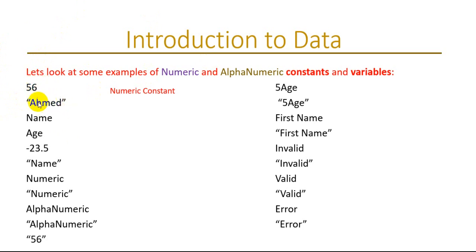Let's look at "Ahmad". Now this is again something I put within double quotes. So when you put something in double quotes, it's an alphanumeric constant. Again, why constant? Because the name Ahmad, even after 2000 years, if you look at this spelling, it will still be Ahmad. It won't change. So it's a constant, and alphanumeric because it's within double quotes.